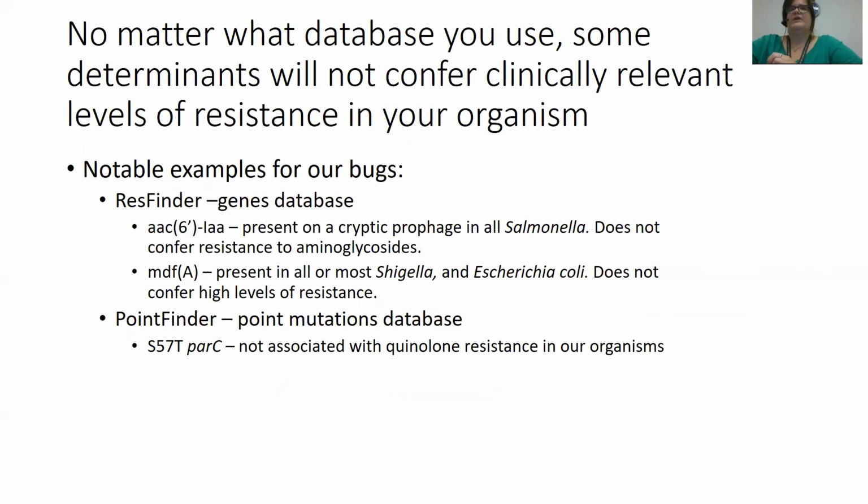Just know going into this that no matter what database you use, some of the determinants in that database will not confer clinically relevant levels of resistance in your organism. Some notable examples in our bugs: in ResFinder, there's the AAC(6')-Iaa gene. This is the terrible aminoglycoside nomenclature. It's present on a cryptic prophage that's in all Salmonella and doesn't actually confer resistance to aminoglycosides. It's inactive.